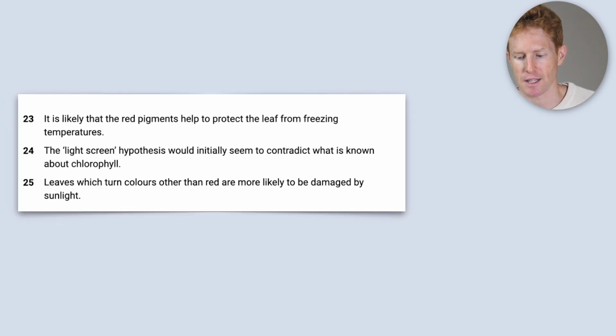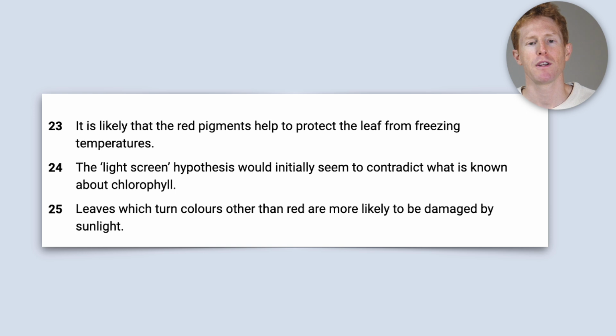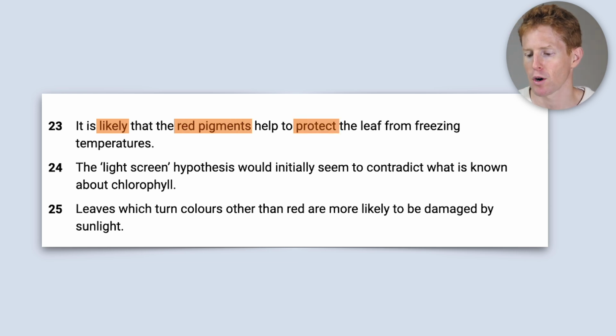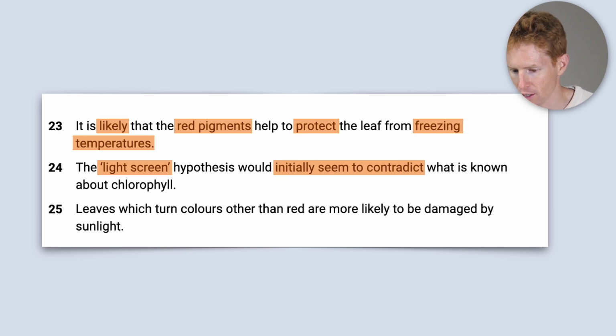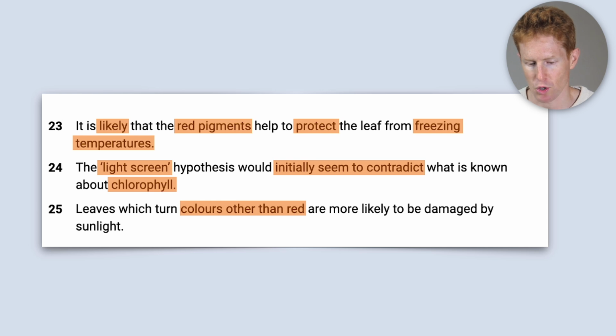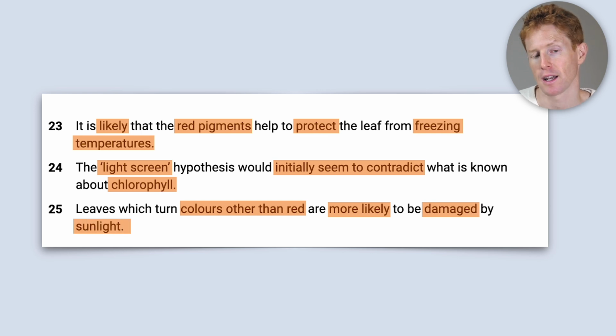So let's focus on highlighting some of the key words. Pause the video and highlight some words that you think are important. Then we'll do it together. Okay. It is likely that the red pigment helped to protect the leaf from freezing temperatures. The light screen hypothesis would initially seem to contradict what is known about chlorophyll. Leaves which turn colors other than red, so yellow or orange, are more likely to be damaged by sunlight.